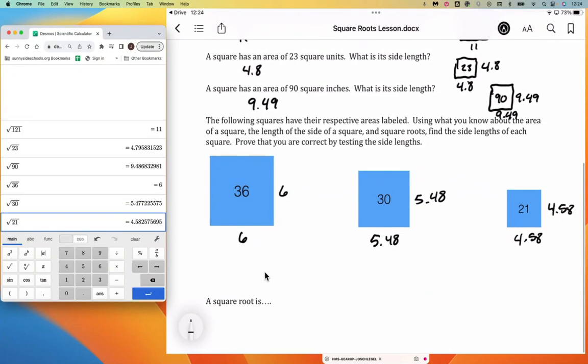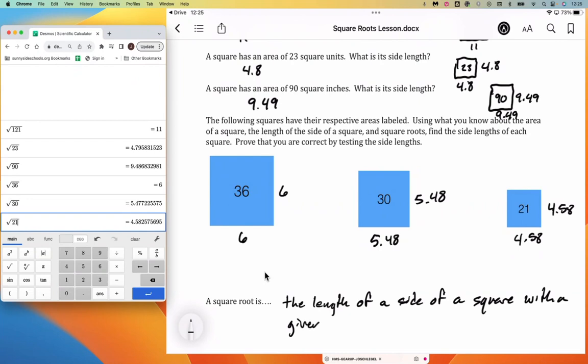And then lastly down here at the bottom, the square root is basically the length of a side of a square with a given area. We can see there that we were given those areas of those squares. Those numbers around the outside perimeter there represent the side lengths of that square. Those are the square roots. I think that's the last page. Yep.